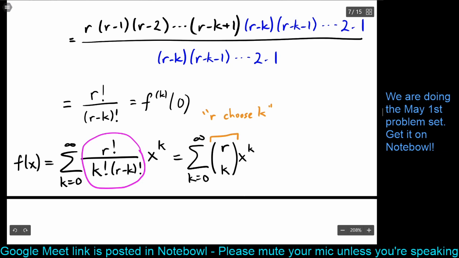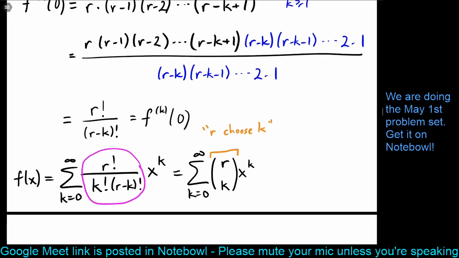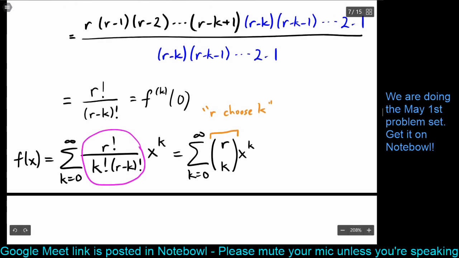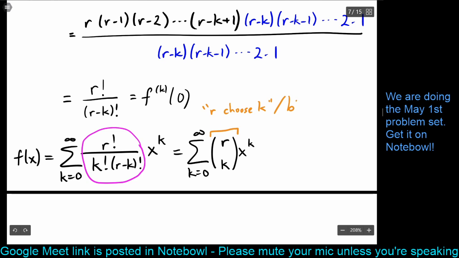This kind of stands for, if you have a box of r things, how many ways are there to choose k things out of that? Now that analogy gets a little more loose when r is allowed to be any kind of real number. But again, all this expression means is this whole thing divided by k factorial. So for us, we're going to call this the binomial coefficient.